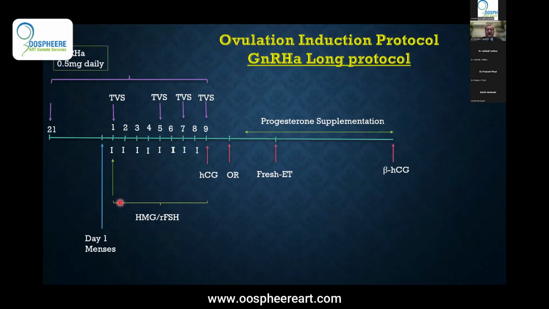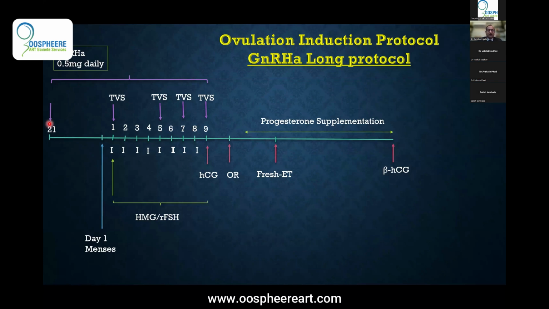Next is GnRH agonist long protocol. This is typically used in poor responders when you have seen asynchronous follicular growth, or there is a documentation of poor ovarian response to your ovarian stimulation, a poor responder. So here you can use GnRH agonist. We have understood this in two lectures.